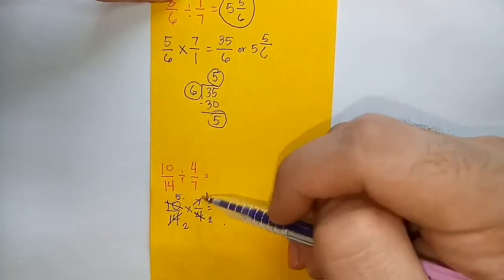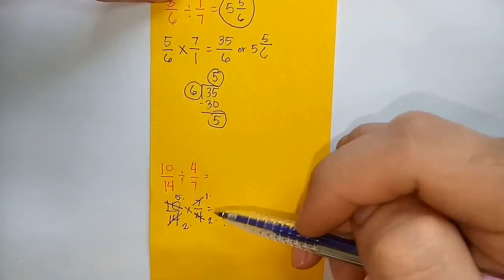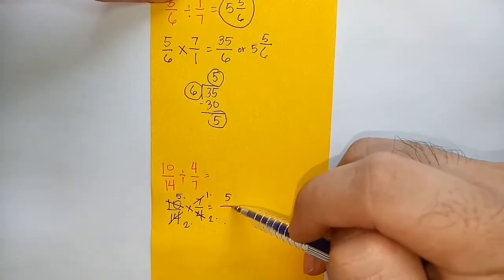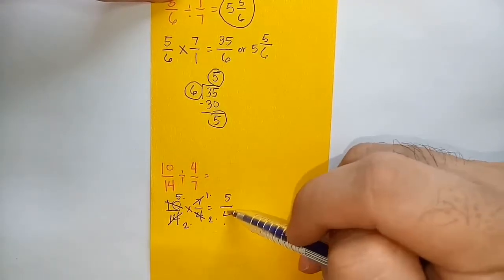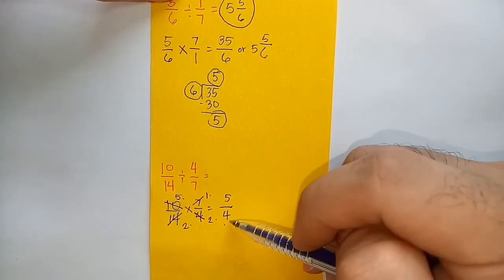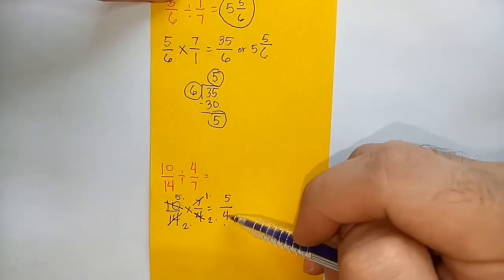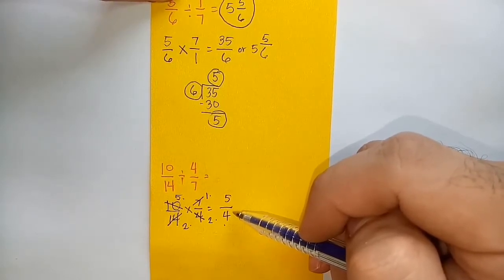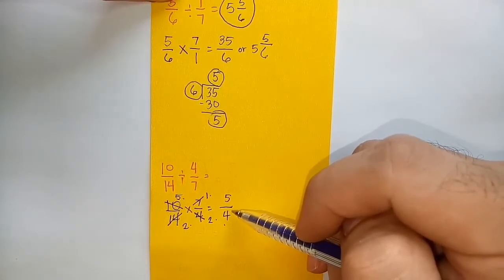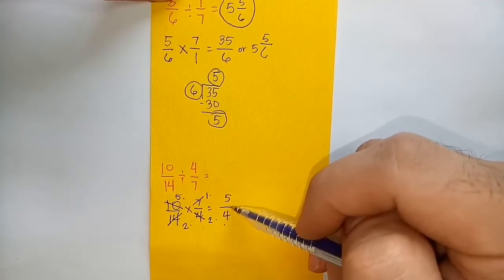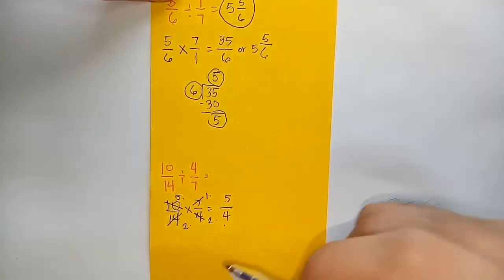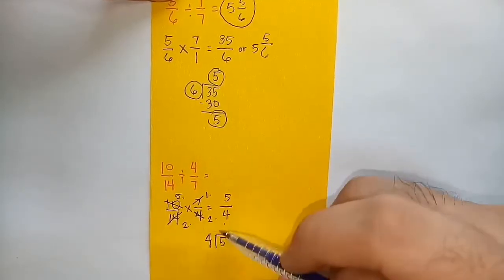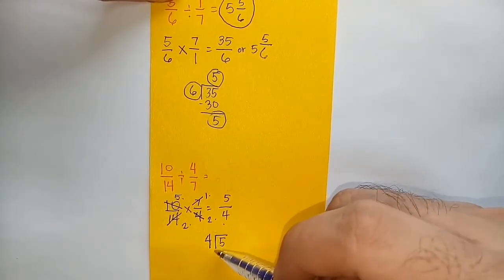So, ito na yung mga numbers na ating ipag-multiply. So, 5 times 1 ay 5 at ang denominator ay 4, kasi 2 times 2 ay 4. So, anong gagawin natin sa 5 over 4? Okay, siya ay ating i-divide kasi ito ay isang improper fraction. Mas malaki ang numerator kaysa sa denominator. So, let's divide 5 by 4. Yung numerator, i-divide sa denominator.